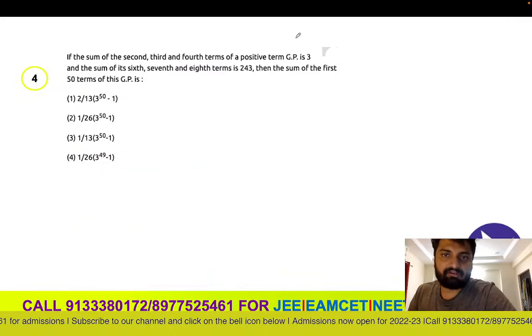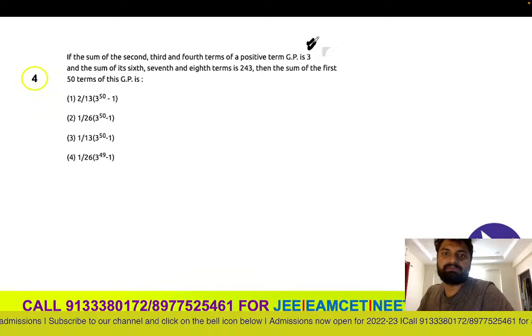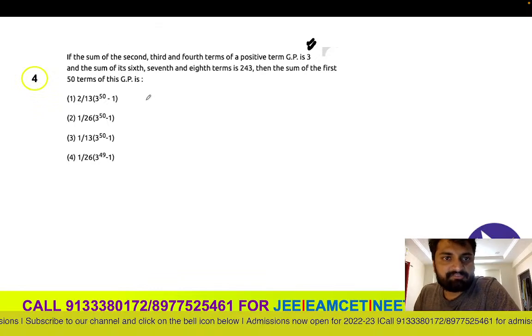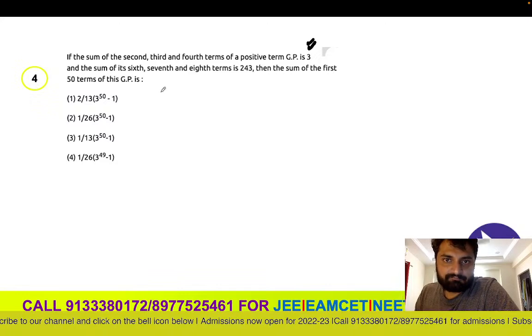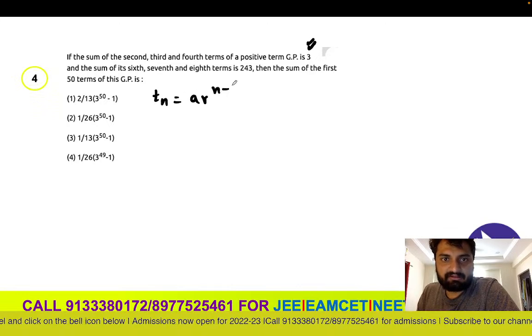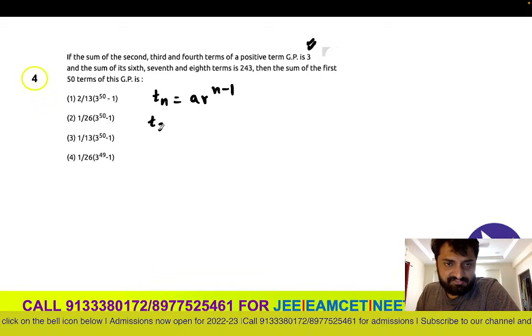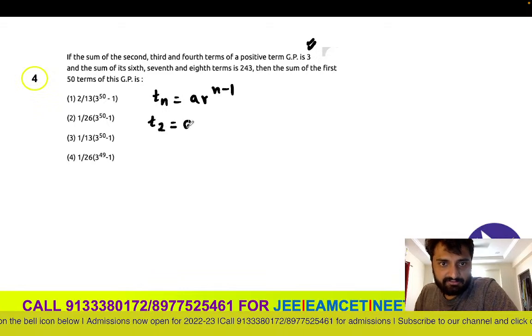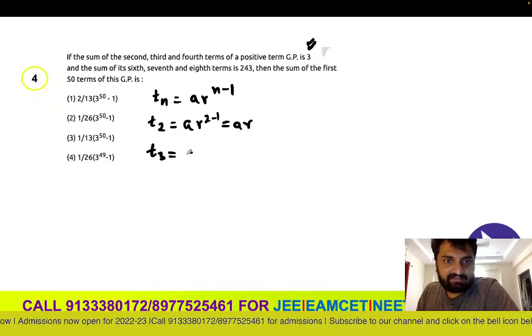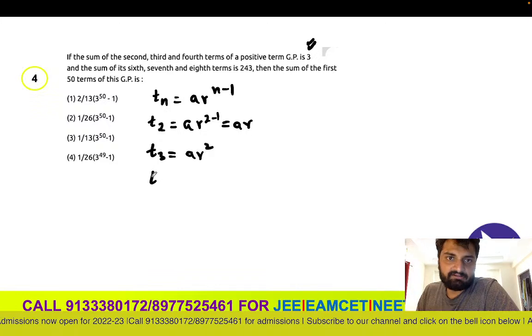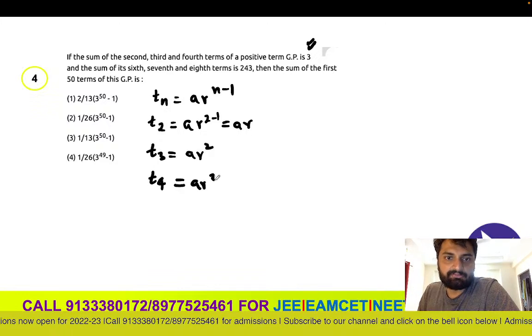Question number 4. So we have done a lot of AP questions. Let's do GP questions. The sum of the second term in a GP. So again, GP. What is Tn in a GP? A into R power n minus 1. So let's write second term. What will be T2? A into R power 2 minus 1, that is AR. What will be T3? AR square we will get similarly. T4 is AR cube, that's it.